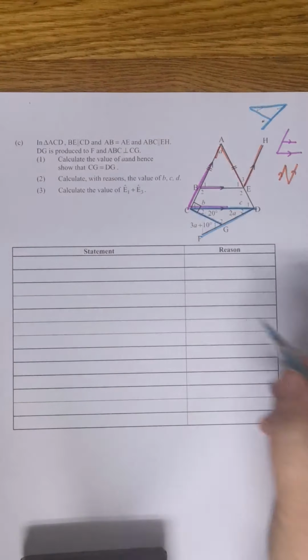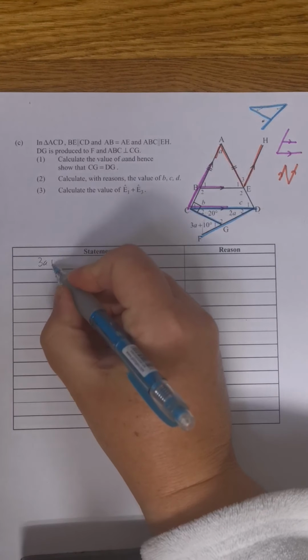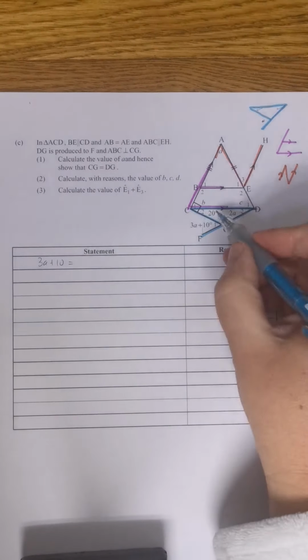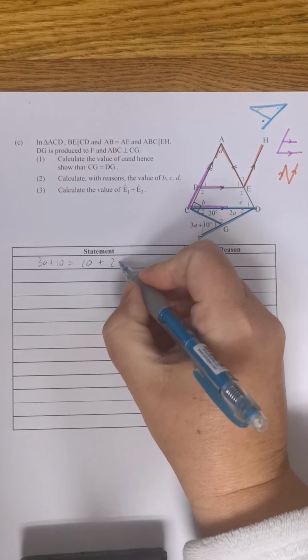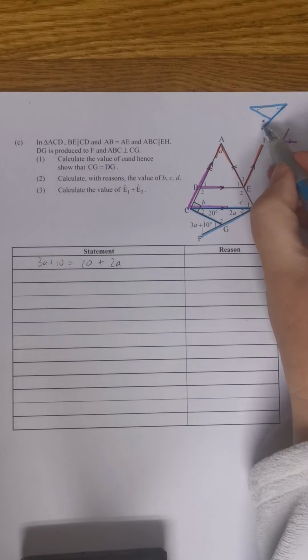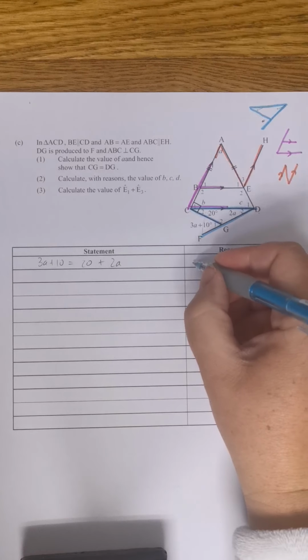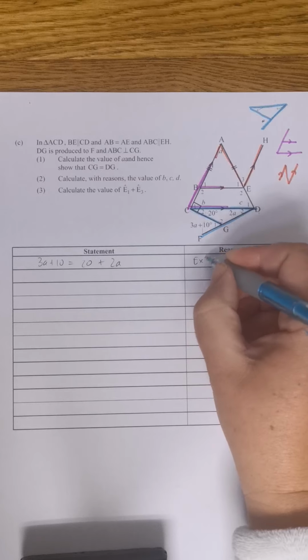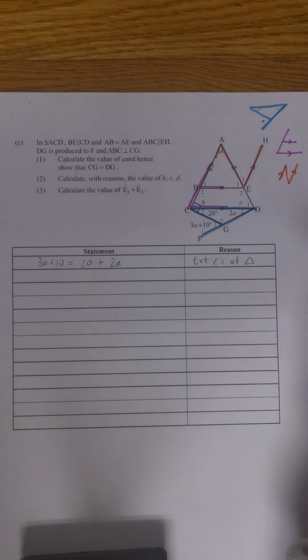I'm going to write that out. So I'm going to say that 3a plus 10 must equal the 20 plus the 2a. Okay, so the exterior angle is equal to the sum of the opposite interior angles. So the reason for that will just be exterior angles of a triangle. Okay, and then you've got a little equation.